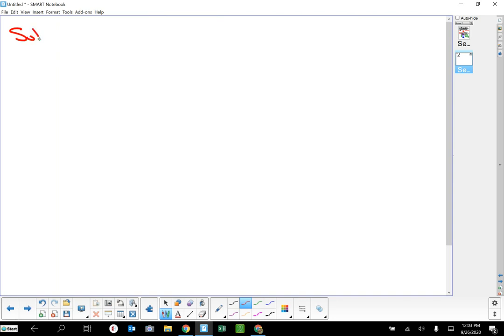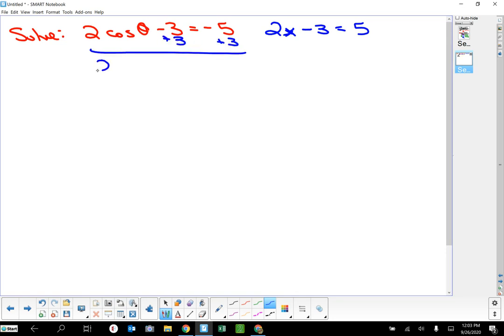Solve 2 cosine theta minus 3 equals negative 5. Now this one you actually do have to solve. So what we want to do here, solve it like a regular equation. So if this was 2x minus 3 equals 5, you're essentially doing exactly the same thing. So we're going to add a 3 and add a 3. 2 cosine theta equals negative 2, right? And then you want to isolate the cosine, so you would divide that by 2, divide by 2. And so cosine theta equals negative 1.